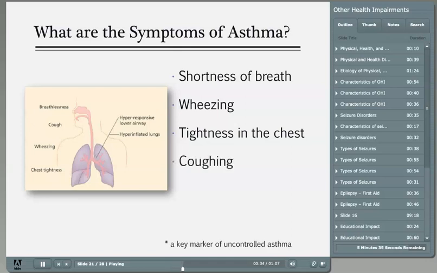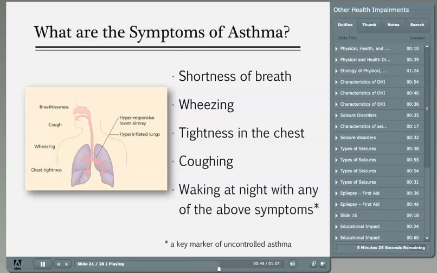Coughing at night or after physical activity, or a cough that lasts more than a week, can also be a warning sign of an impending episode for some people with asthma. Waking at night with any of the above symptoms is a key marker of uncontrolled asthma. These nighttime awakenings may manifest during the day as a child being tired at school or demonstrating an inability to focus. One or more of these may be present, and the absence of wheezing may mean there is no air moving through the lungs at all.